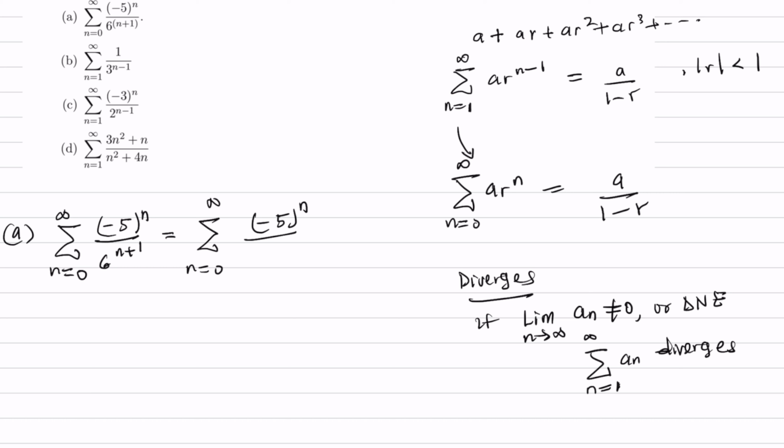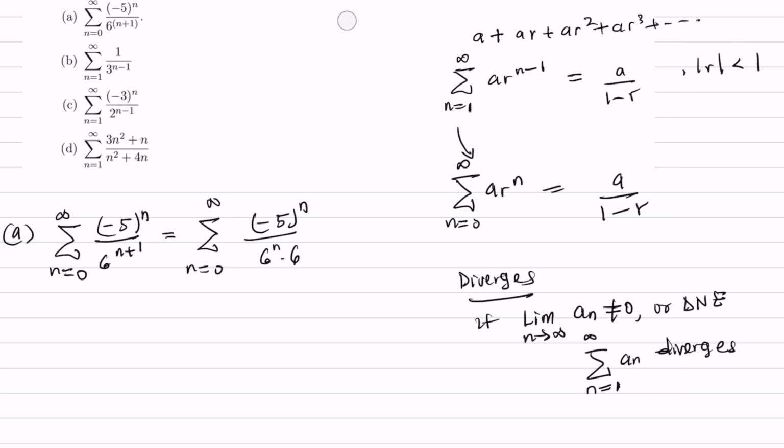6 to the power of n plus 1 is still the same thing as 6 to the power of n multiplied by 6, right? Because they have the same base. I'm just using this fundamental law of indices: if you have a to the power of b times a to the power of c, this is a to the power of b plus c. Do you guys get that? So that is why I have this to be 6 to the power of n times 6.